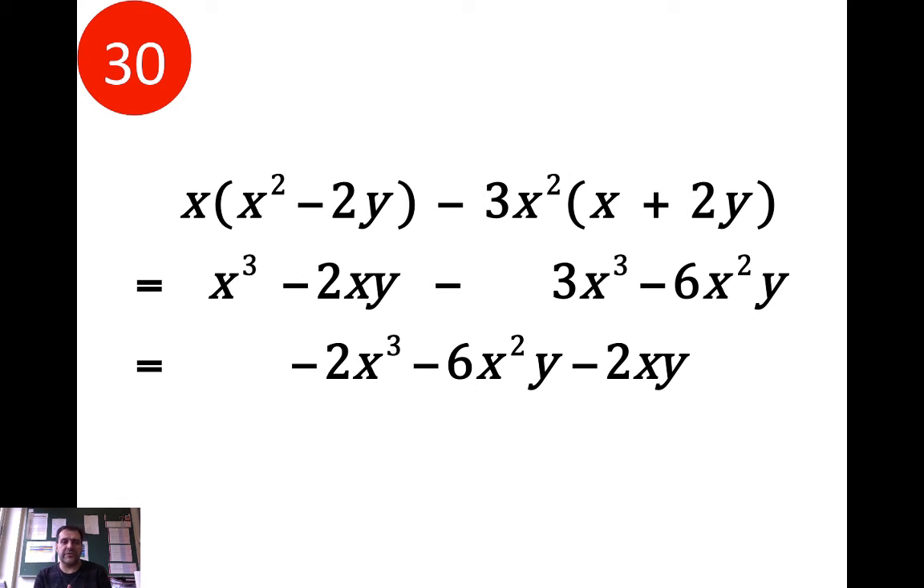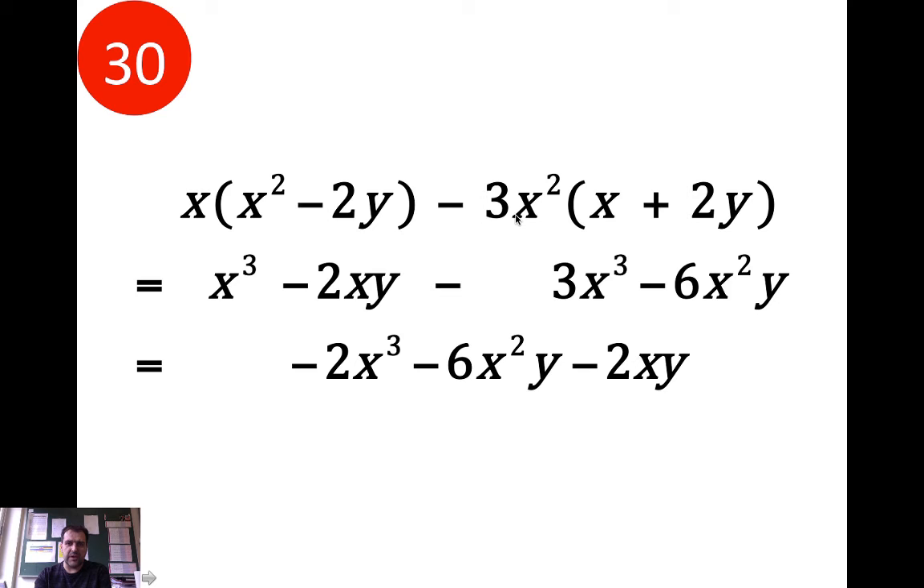Okay, so the final question for this video, x times x squared minus 2y minus 3x squared times x plus 2y. So again, starting with the multiplying, I've got to do x times everything in this bracket. So x times x squared gives me x cubed, and x times minus 2y gives me minus 2xy. I've tried to stick to the convention of writing it xy in alphabetical order rather than yx there.